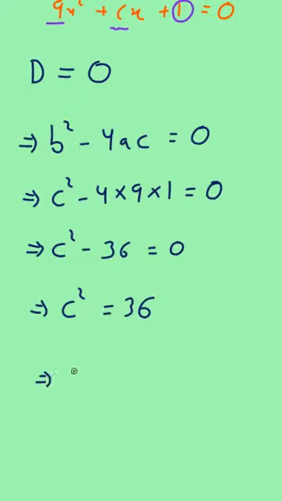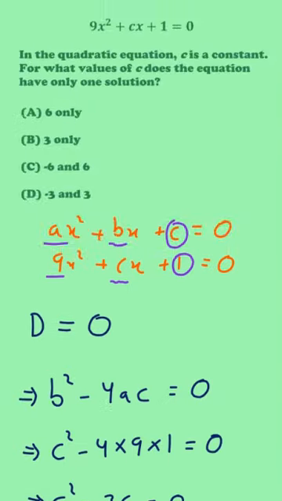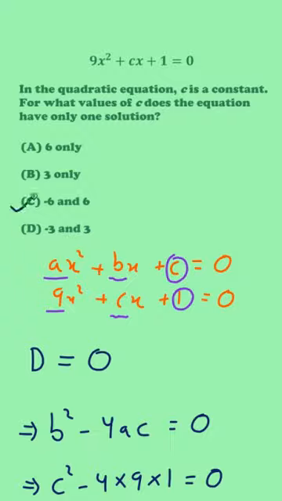This will imply that c is equal to plus or minus the square root of 36. We're taking the square root on both sides of the equation to obtain this. And always remember that when we're taking the square root, we need to take both square roots, so plus or minus. And so we end up with plus or minus the square root of 36, which is 6. So c is plus or minus 6. And so our correct option is going to be option C, -6 and 6.